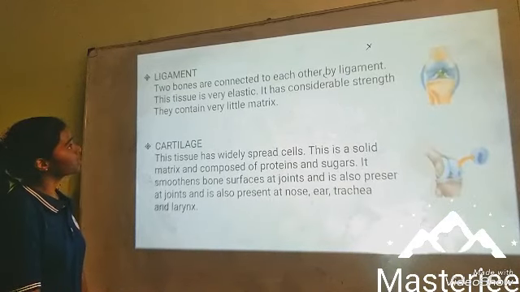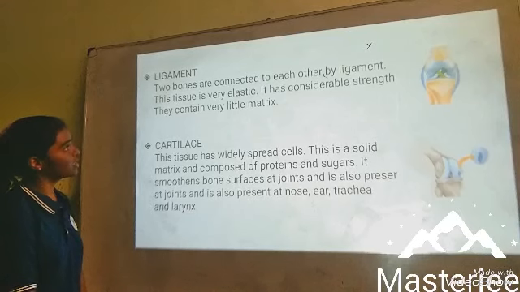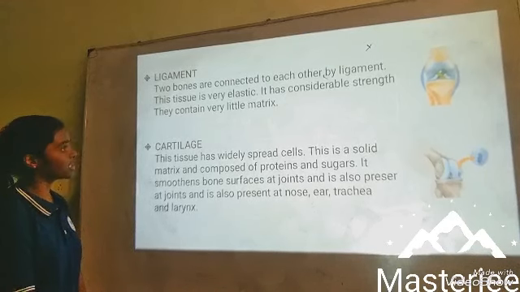It fills the space inside the organs, supports internal organs and helps in repair of tissues. Ligament. Two bones are connected to each other by ligament. This tissue is very elastic. It has considerable strength and contains very little matrix.